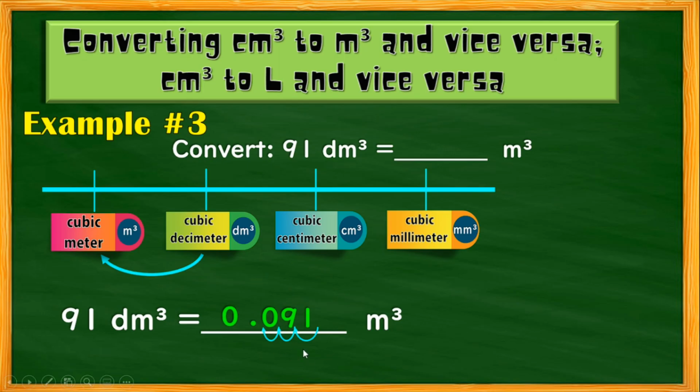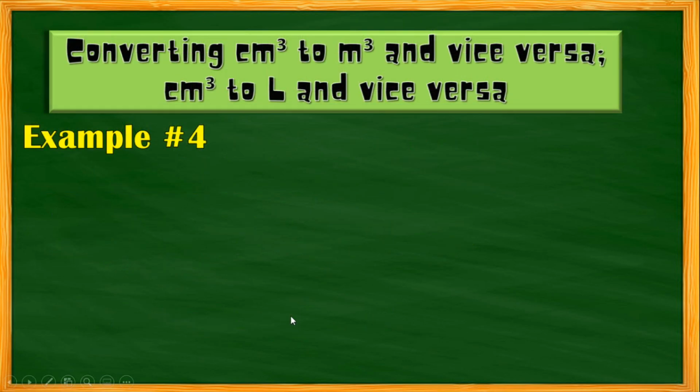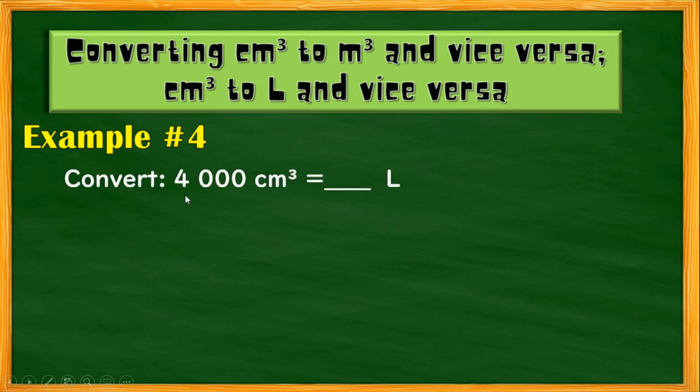Okay. So the answer is 0.091 (91 over 10,000). Now for example number 4. Convert 4,000 cubic centimeter to liter. Take note of this one. 1 liter is equivalent to 1,000 cubic centimeter. Again, 1 liter is equivalent to 1,000 cubic centimeter. So this would be the process.